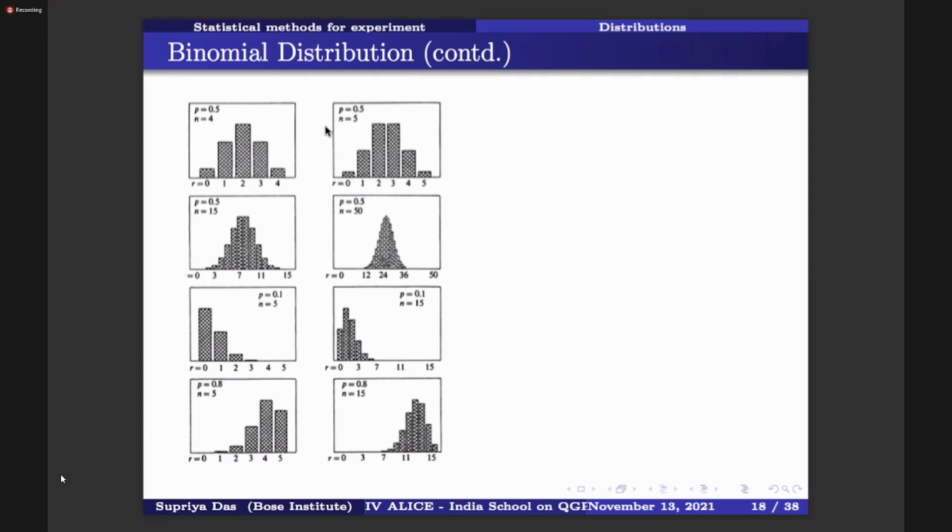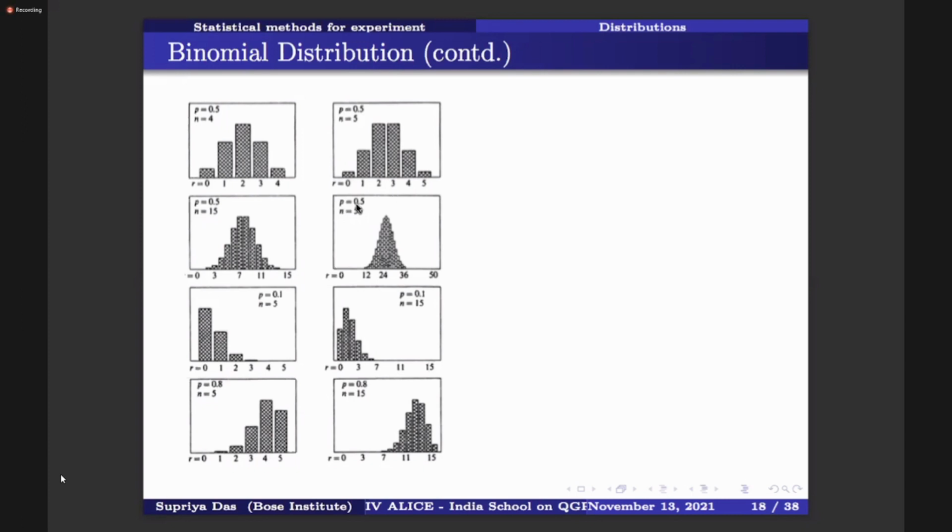Similarly, if you change, n equal to 5, so you have 5 trials here, you can have probability 0.05, and the distribution looks like this. Then you come here, then you come here. And then for different probability and number of trials, it is like this. Out of these eight possibilities, keep in mind this, because this will come later in later discussions also.